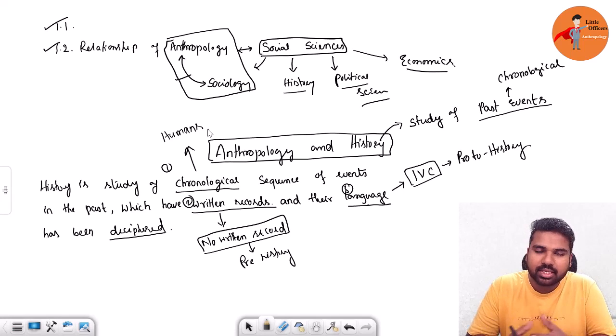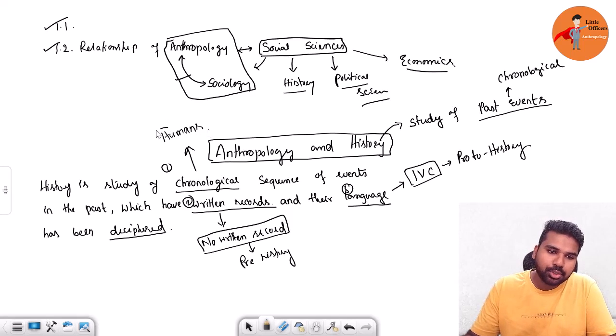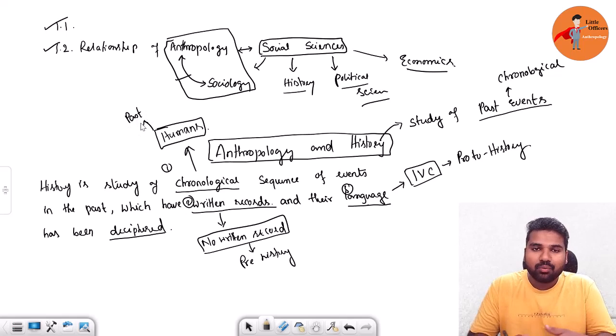That is what we were trying to study. History is all about the past chronological events left by the humans, and we study those events. So here also the central theme is humans, but the only thing is it focuses only on the past, that too which has the written records and whose language is being deciphered.